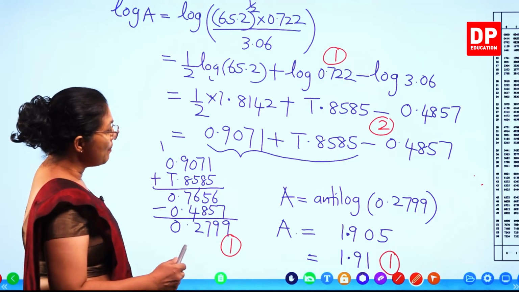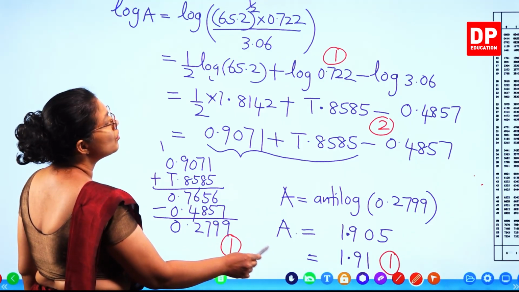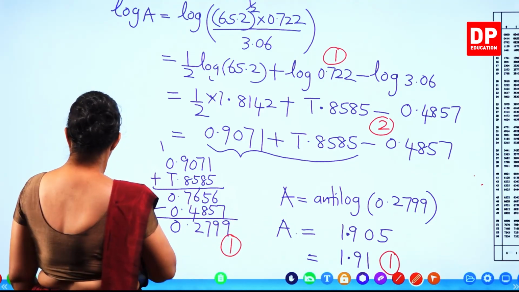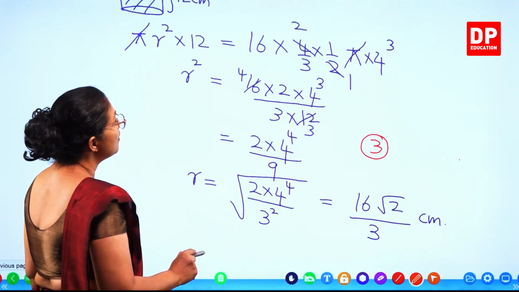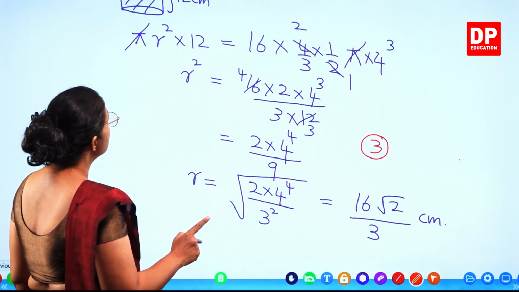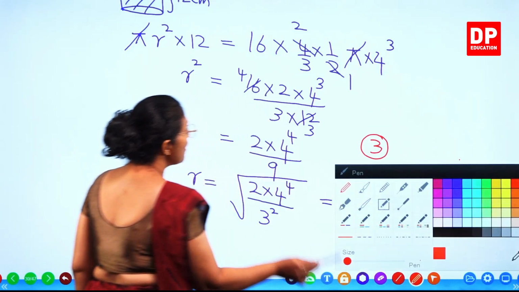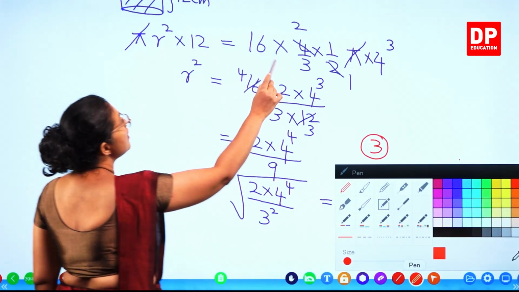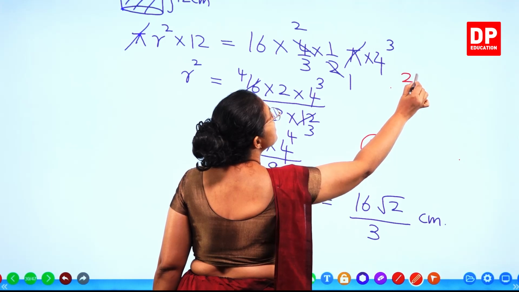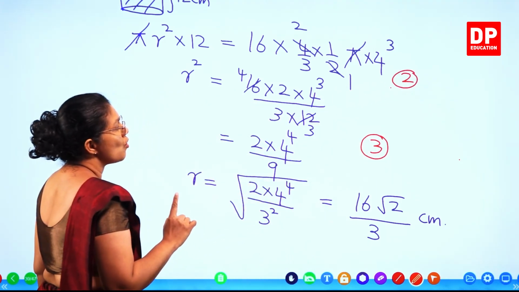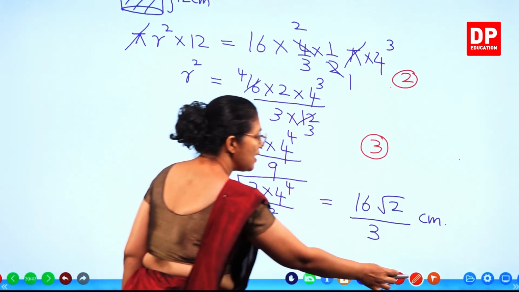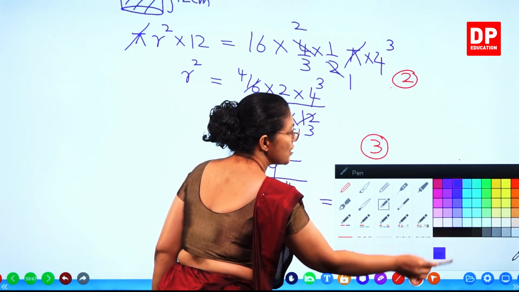So let's see how many marks we have given. 1, 2, 3, 4, 5. And here 5, 6, 7, 8. And we missed out another 2 marks here. So here, for the equation, you are getting 2 marks. So altogether, 5 and 5, 10 marks for this whole question.